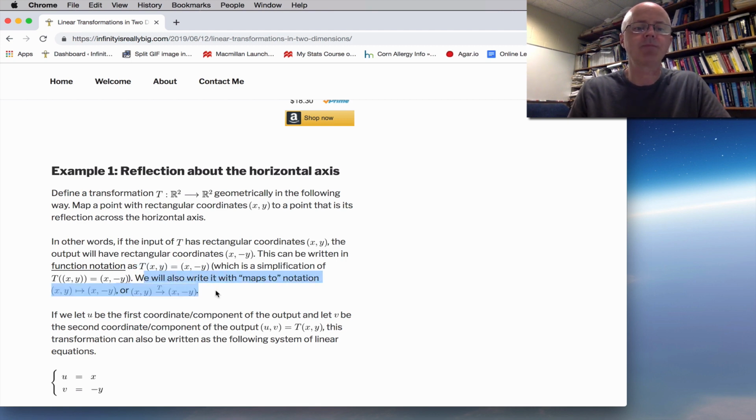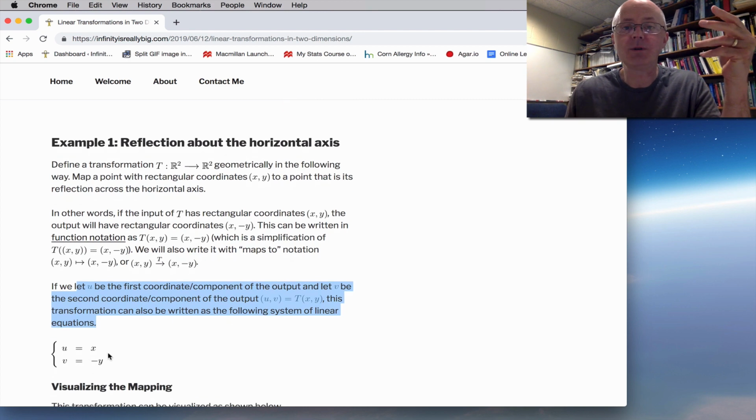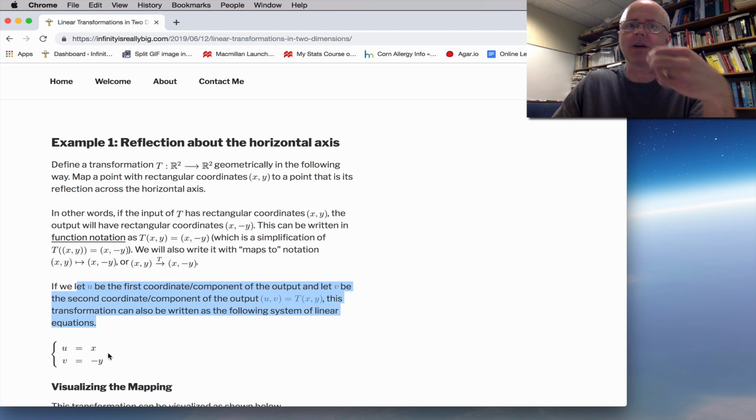You'll also see other authors and me use what is called maps-to notation. (x, y) gets mapped, sent to (x, negative y). More notation. These are all things that are worth talking about. It's not just done to fill up space here. Sometimes you want to give names to the output, just like functions in calculus, y equals f of x. The input is x, the output is y. We give names to things. So we might want to do that here with linear transformations.